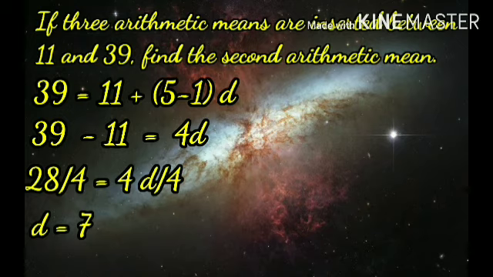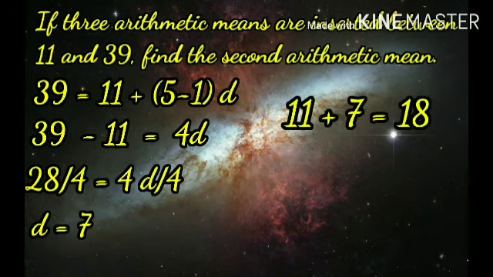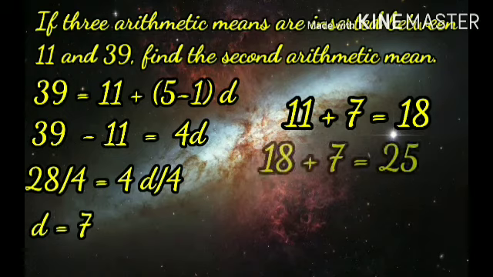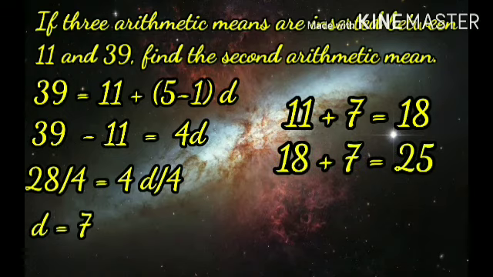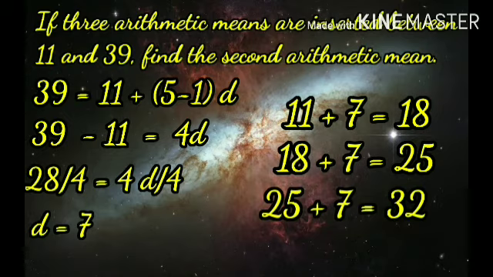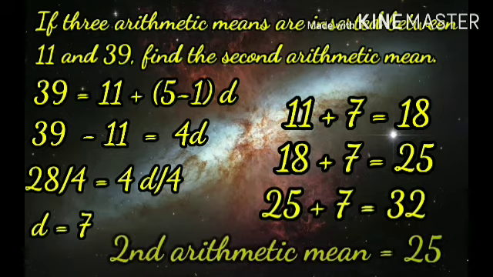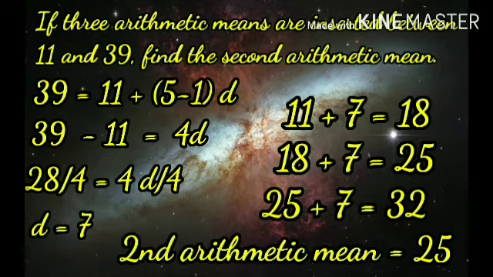By adding 7 to the first term, the first arithmetic mean is 18, the second arithmetic mean is 25, and the third arithmetic mean is 32. So, the second arithmetic mean is equal to 25.